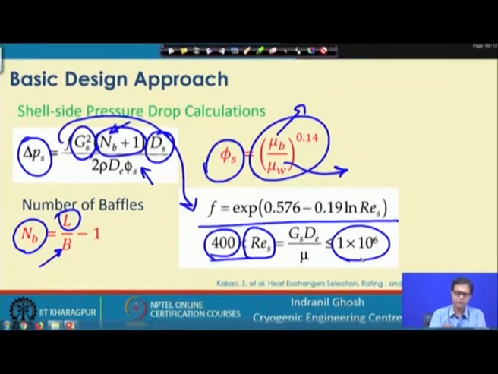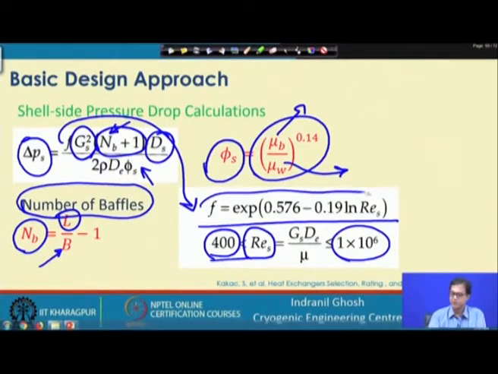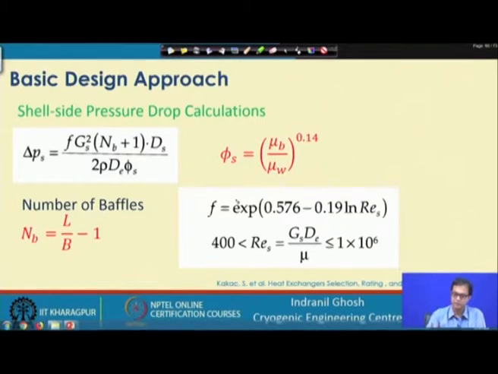And as you can understand, this takes care of the number of baffles in it, and we have to use a slightly different kind of correlation for the shell side. So, this is how we will get the friction factor and we can evaluate the friction factor.